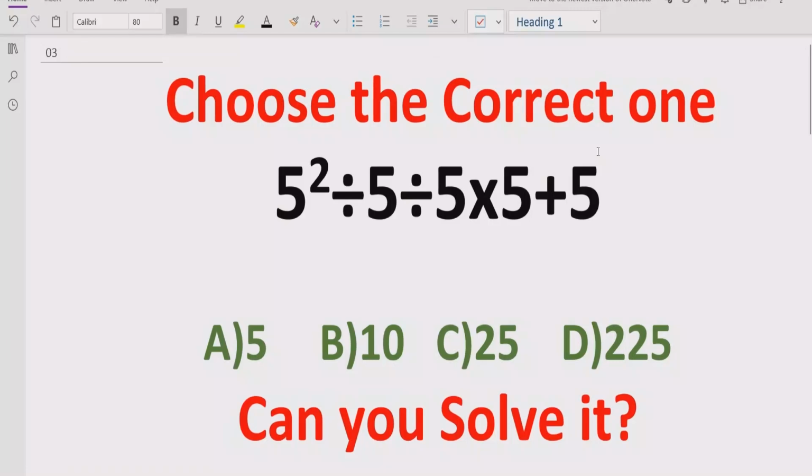Today we will solve another quiz which is related to arithmetic expression. The quiz contains the basic operations: division, multiplication and addition. We have to solve this quiz using the PEMDAS and BODMAS method and find out the correct answer. In the answer list we have four answers: A is 5, B is 10, C is 25 and D is 225. So let's see after solving it which answer is correct.